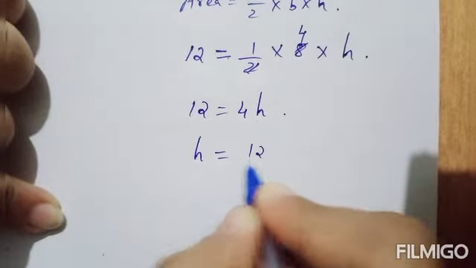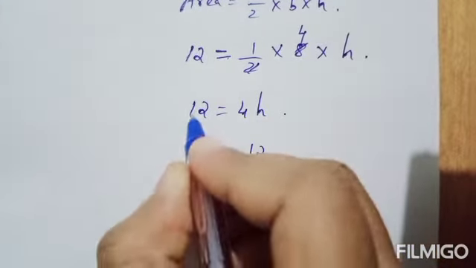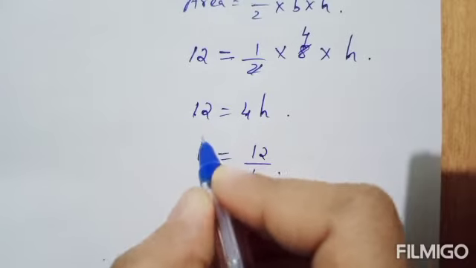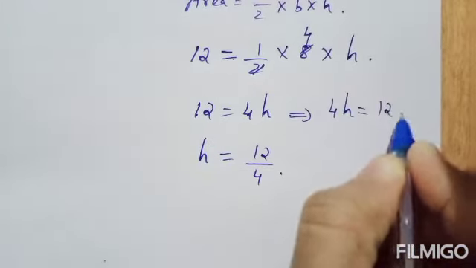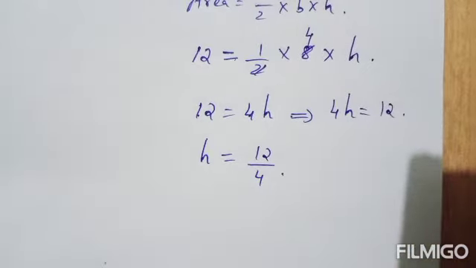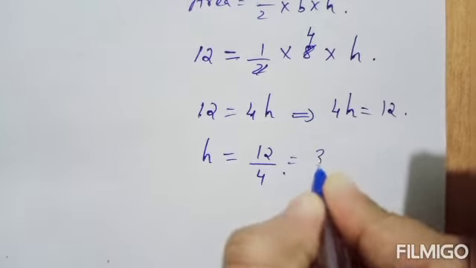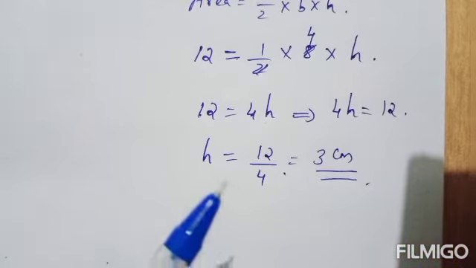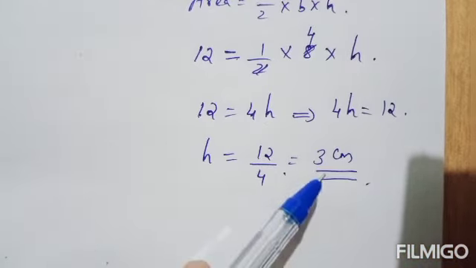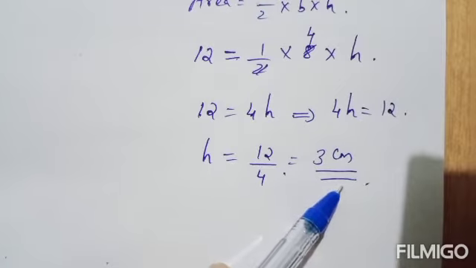h is 12 by 4. This 4 you can take to this side, so it will be 12 by 4. We can write 4h equal to 12. In this way also we can write 12 equal to 4h or 4h equal to 12. From that h equal to 12 by 4, that is 3 centimeter you will get. So the height of the triangle corresponding to the 8 centimeter side is 3 centimeter. Okay.